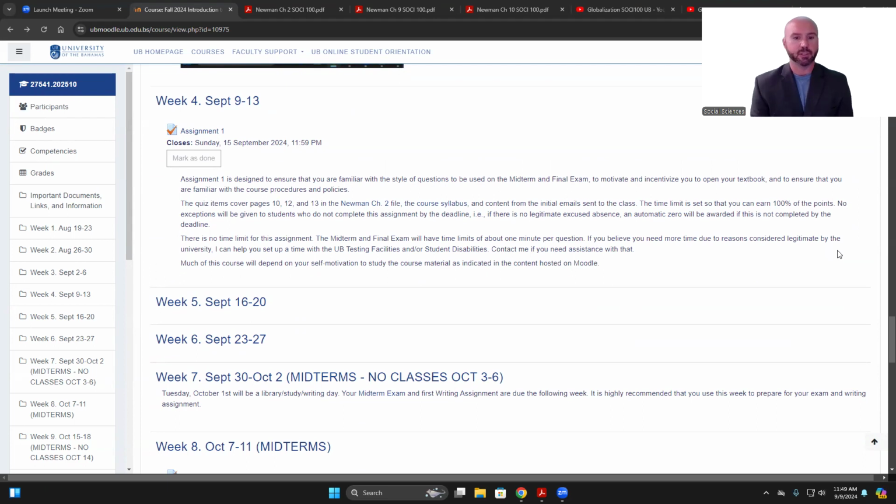So as you should know by now, the Moodle layout in my course might be a little different from your other instructors, but this is laid out so that we can keep a flow going throughout the semester. This is currently week 4, and you have your first assignment that's due, which is essentially a quiz that will show you what the format or layout of your upcoming midterm exam is, as well as cover some basic points from the syllabus and other aspects of the course that I would like to know that you know.